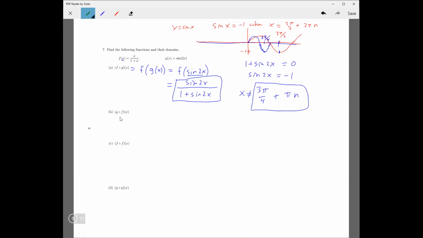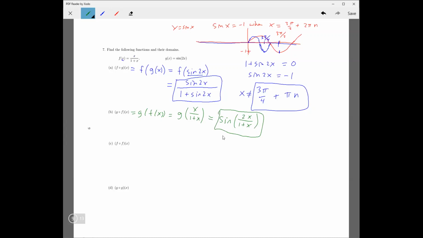Okay, let's go to the second one, which is g of f of x. So that is g of, okay, so this inside part is f of x, which is x over 1 plus x. So I put that there. And so basically this x right here got replaced with x over 1 plus x, and you do the same to that one. So you have sine of 2x over 1 plus x. Okay, so that's going to be the answer to that part.